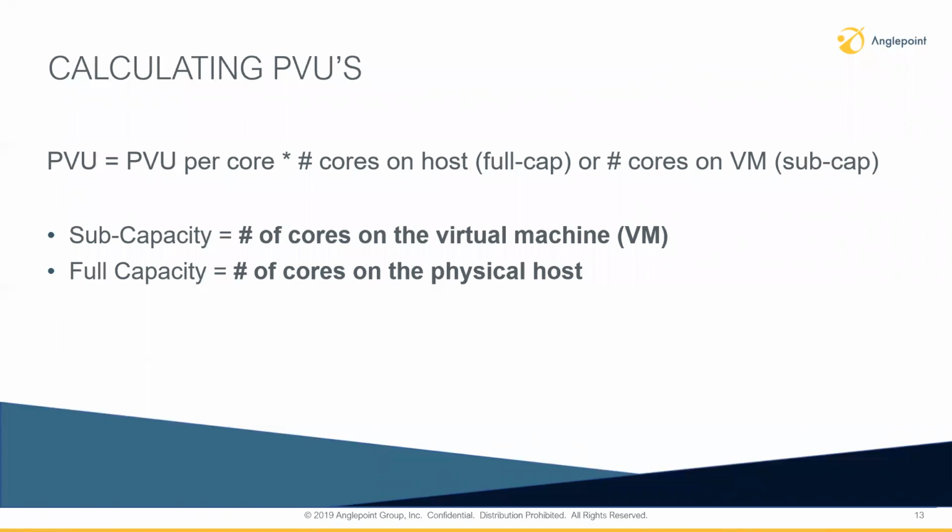The second part of the equation is you're going to take the number of cores that are on the physical host, if you're counting at full capacity, or, if you don't qualify for full capacity, you're going to take the number of cores that are on the VM, and you're going to multiply those two together. So you're going to take your PVU per core multiplied by your cores. And again, I reiterate, sub-capacity is the number of cores that you've assigned to the virtual machine, whereas full capacity is the number of cores that are on the physical box, the physical host.